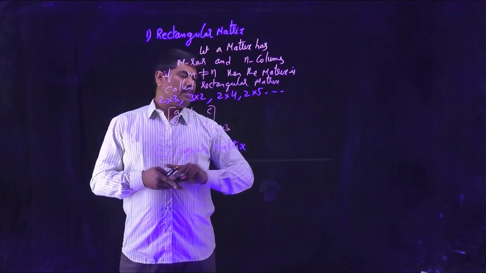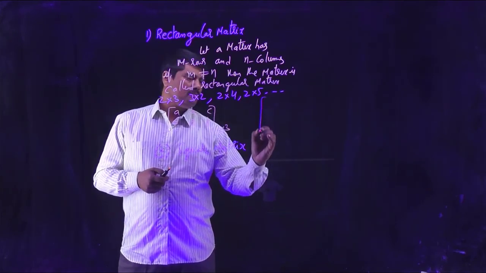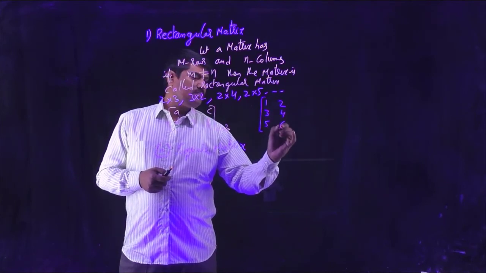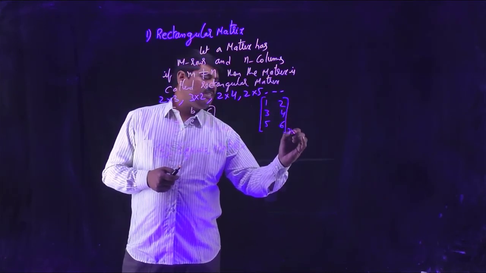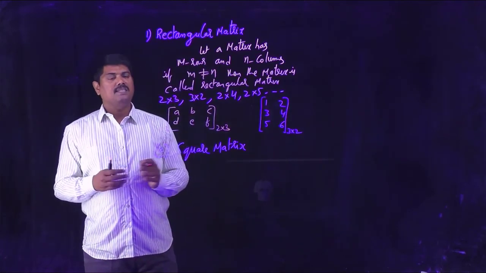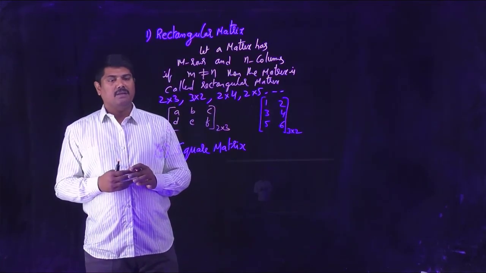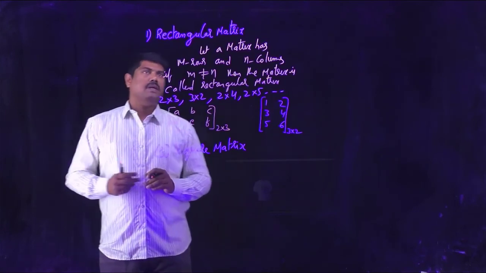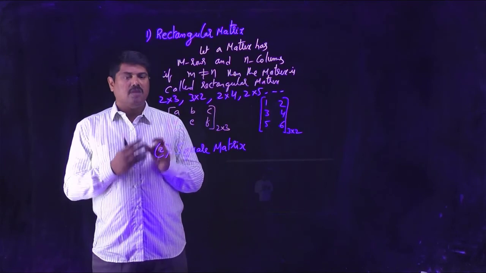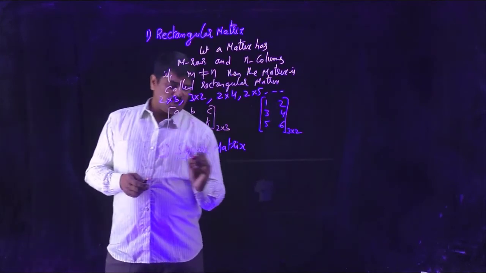Let me write another example: 1, 2, 3, 4, 5, 6. This is a matrix of order 3 by 2. So these are examples of a rectangular matrix. The classification of rectangular matrix and square matrix both depend upon the order of the matrix. What is the definition of a square matrix?